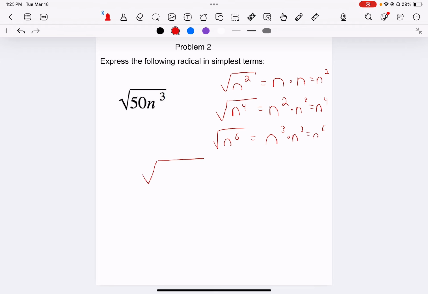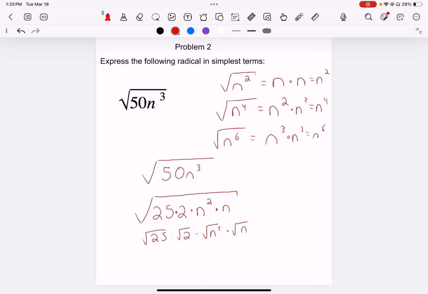So I'm going to start by first simplifying the 50, then I'm going to work on the n to the third. So radical 50, I can change 50 into 25 times 2. Now n to the third, I want to find the largest even exponent that I can factor out of n to the third. That gives me n to the second, and then I'm just left with n. Now I can split this up, radical 25 times radical 2 times radical n squared times radical n.